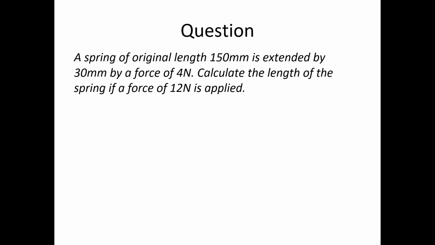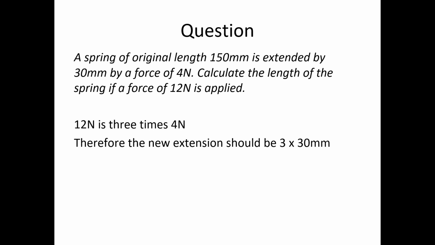Right, so first of all, let's look at that first case. It's extended by 30 when 4 newtons is applied. So 12 newtons is 3 times 4 newtons. And as we said on the previous slide, any new extension will be 3 times the extension that was produced by 4 newtons. So 3 lots of 30 millimeters is going to be 90 millimeters. But that isn't the answer, though.